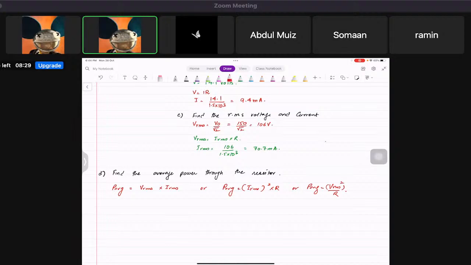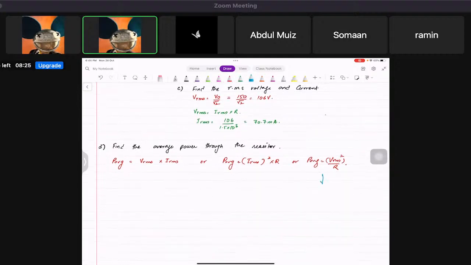Let's try something different. You can check if any of these give you the same answer. For this one, average power will be Vrms, which is 106, squared, and then divided by 1.5 times 10 raised to 3. It would give you about 7.5 watts. You can do the same for all the others, and it would also give you the same answer. You can check on your own later. Any questions, please let me know.